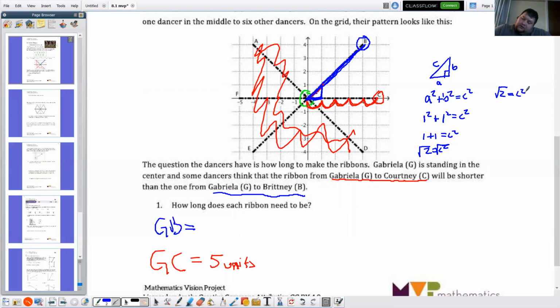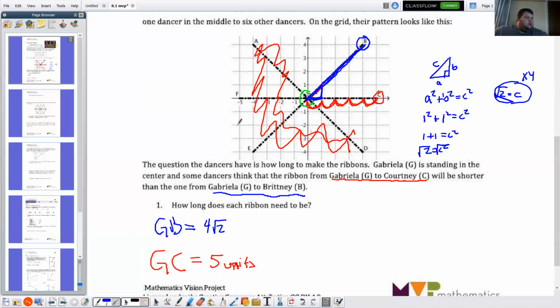Okay. So how many of these units do we have right here? So we have 1, 2, 3, 4. So I have 4 of these. Oops, that doesn't equal c squared. What am I doing there? That equals c. Okay, and I have 4 of these. So times 4, so we're going to have 4 times the square root of 2.